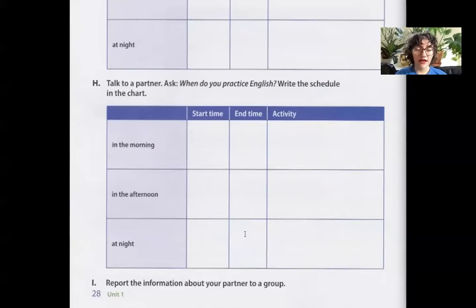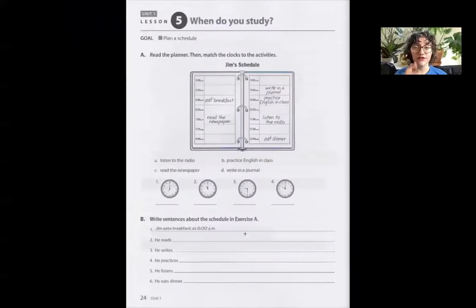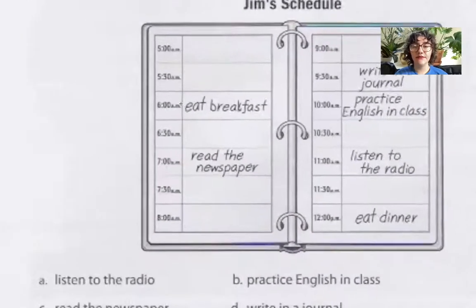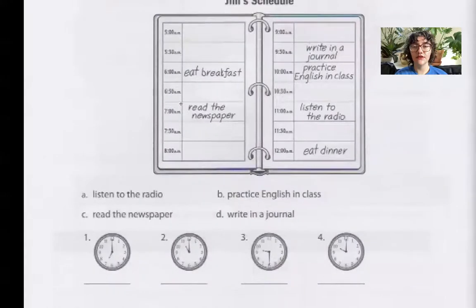And it says report the information about your partner to a group. So you don't really have to do this, obviously, because we're not in person. But anyways, let's keep going. Okay, so this says read the planner, then match the clocks to the activities in Jim's schedule.